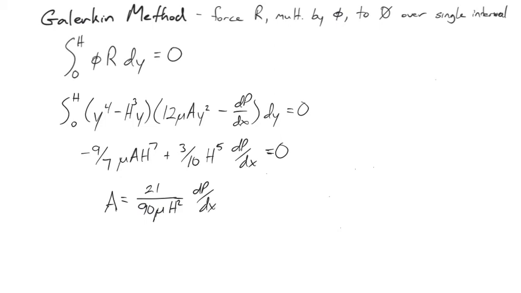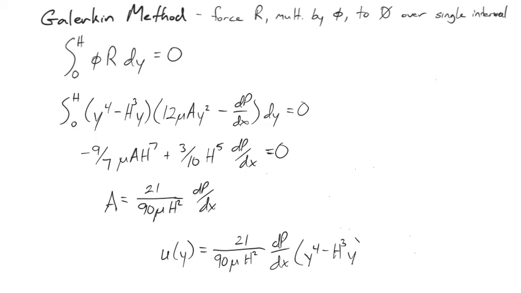So now we have our unknown coefficient solved for, and we're going to substitute that back into our assumed solution equation. So we got u as a function of y is equal to 21 over 90 mu times h squared dp dx times the quantity of y to the 4th power minus h cubed times y. And there is our solution or velocity profile using the Galerkin method. All right, so let's go to the final slide and we'll look at comparing all these methods against each other.